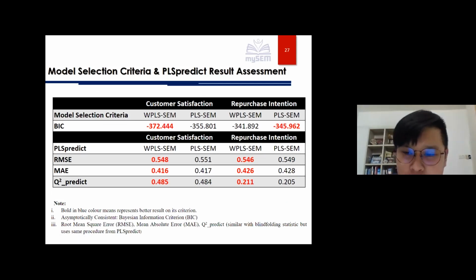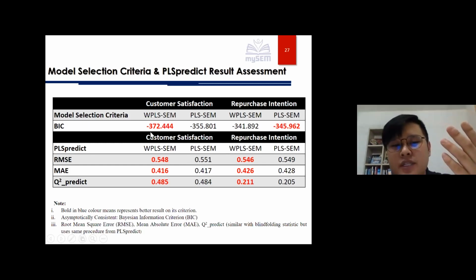As you can see on the red value, your left-hand side will be your traditional PLS. What I mean here is the red hand, you see the red value. Red value means the best number, the best value, okay? And then we have WPLS compared with PLS. When we look into customer satisfaction as the first endogenous variable or the mediator, we clearly show that WPLS tends to have better out-of-sample prediction, which uses the PLS Predict criteria, where we have RMSE, MAE, and Q-square predict.